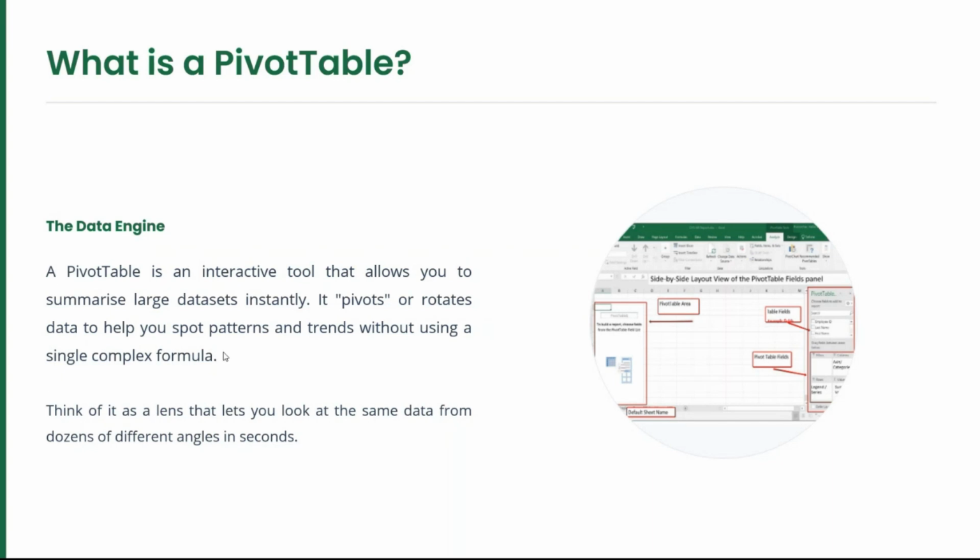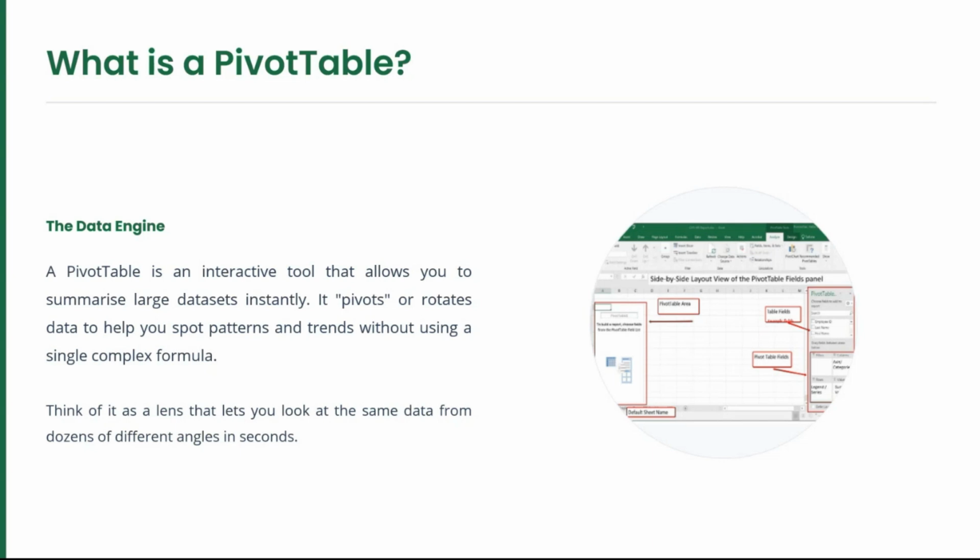A pivot table is an interactive tool that allows you to summarize large data sets instantly, and it really pivots, so the name, pivots or rotates data to help you spot patterns and trends without using a single complex formula.